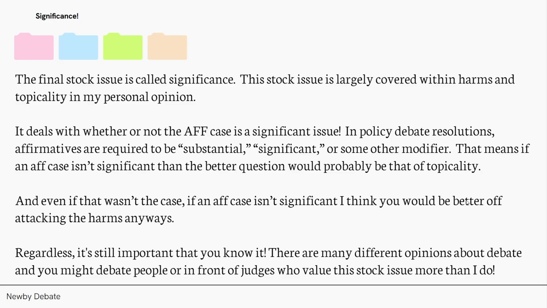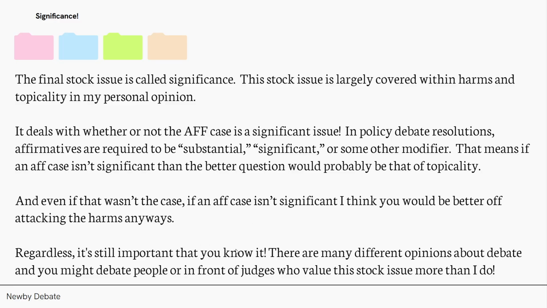In policy debate resolutions, affirmatives are typically required to be substantial or significant or some other similar modifier. And so if an affirmative isn't significant, then it probably is just untopical, and so you can make topicality arguments. And even if that wasn't the case, if an affirmative case isn't significant, then you'd probably just be better off attacking the harms, because those harms are probably not very large either.